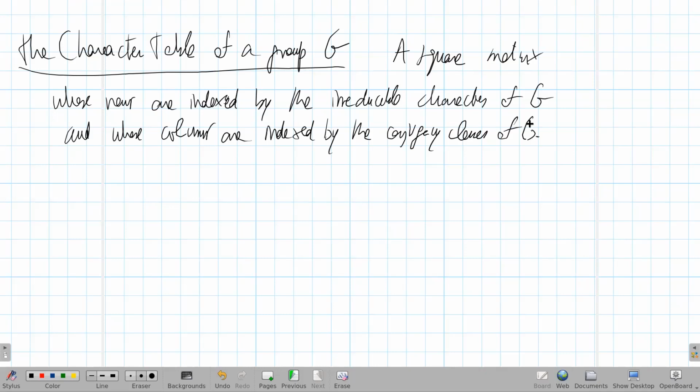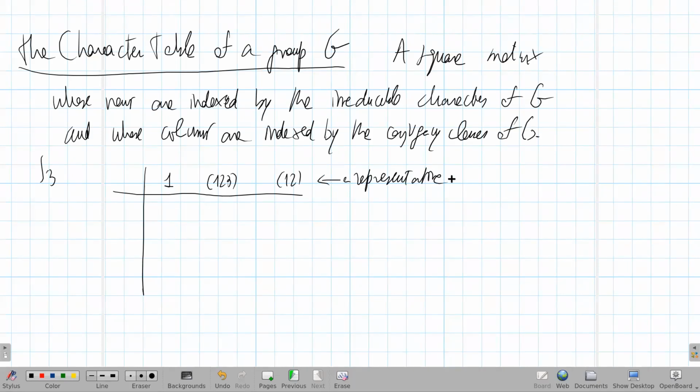Let's start with an example, which is incomplete at the moment. One of the things we'll be doing during this lecture is to build the character table of S3. What can we say about the character table of S3 at the moment? Well, there are three conjugacy classes in S3, as we saw a moment ago. So I write as labels for the columns, what's this? This is a representative for the conjugacy class.